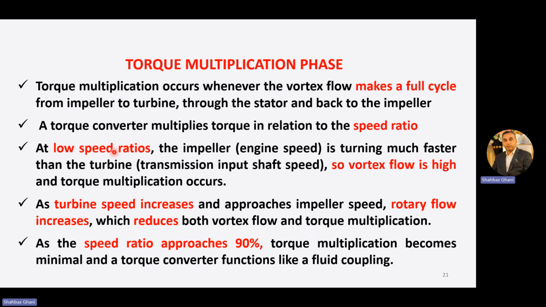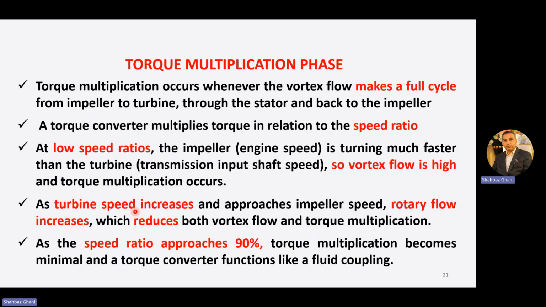At low speed ratios, the impeller, meaning the engine speed, is turning much faster than the turbine, meaning the transmission input shaft speed. So vortex flow is high and torque multiplication occurs.